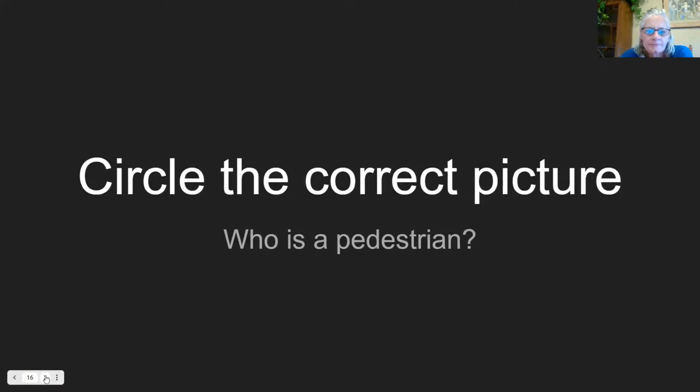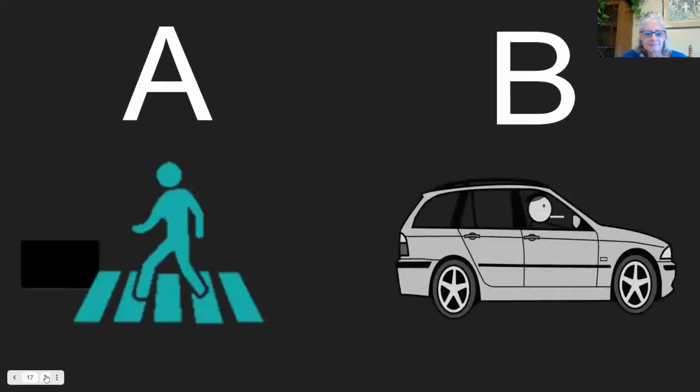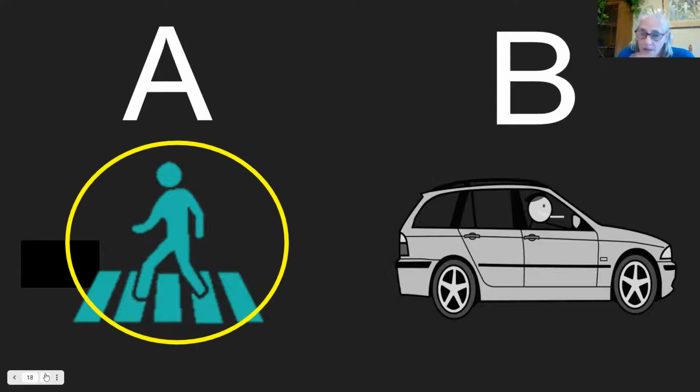All right. This is about circling the correct picture. Or you can say A or B. Which one of these are a pedestrian? Put your answers on the whiteboard. You put A, you would be correct. Remember, person in the community, walking.